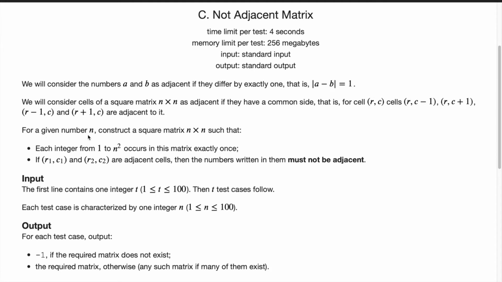We are given a value n, so we have to construct a square matrix of size n cross n such that each integer from 1 to n square occurs in this matrix exactly once. And the second condition is if there are two cells, let's say R1, C1 and R2, C2, that are adjacent cells, the numbers written in them must not be adjacent, so we have to fulfill this condition. So let's see it briefly.